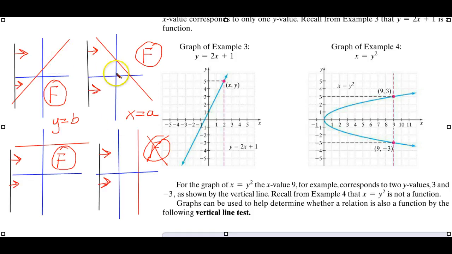So of the graphs we're going to be dealing with that are straight lines, 3 of them are functions. It's only the vertical line with this equation that is not a function. And we just did this one, where you have a sideward parabola. It does not pass the vertical line test. So this is not a function.